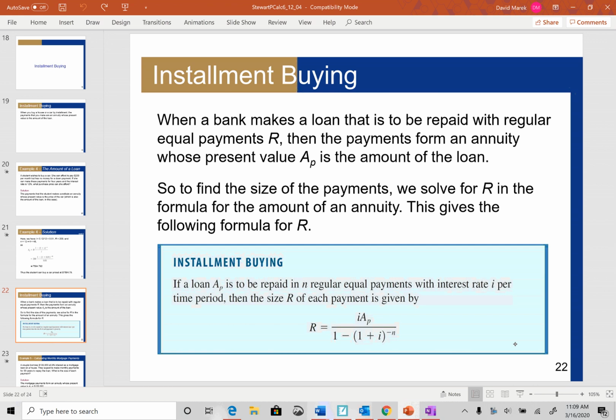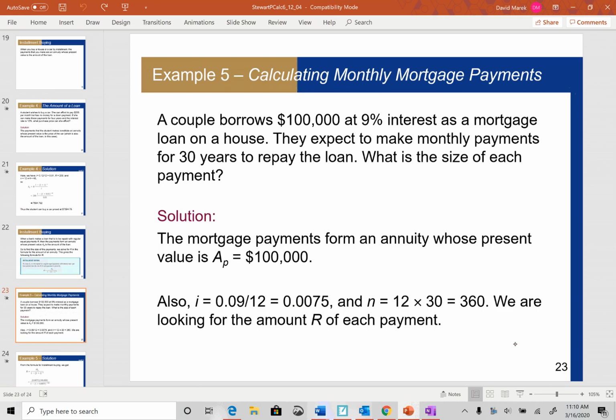So again, a closer look at the formula there. We're going to take the interest rate per time period, that's our I, and multiply that by the amount that it's presently worth. That's usually the amount of the loan, or the amount of the mortgage, or your college tuition, divided by 1 minus the quantity 1 plus the interest rate to the negative n. All right, so let's take a look at an example.